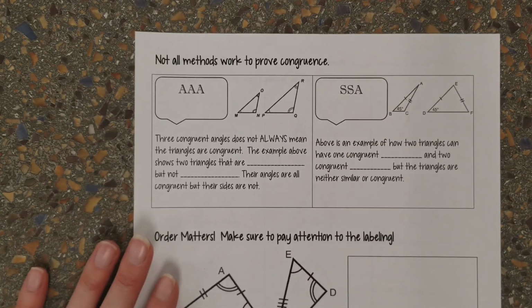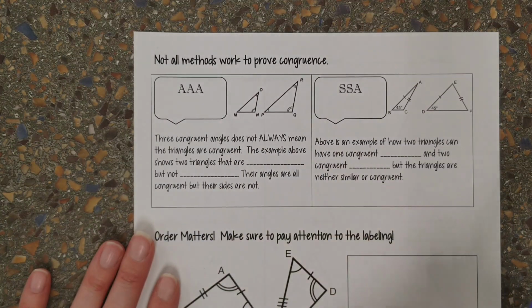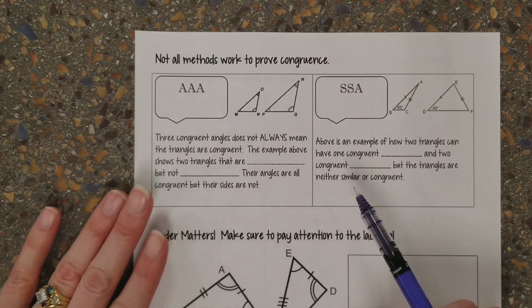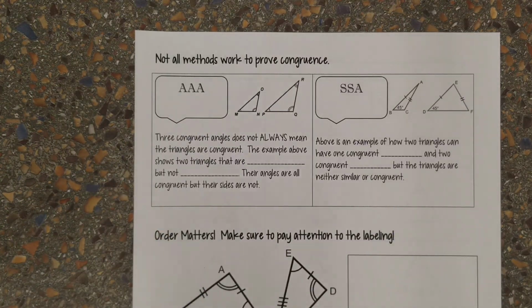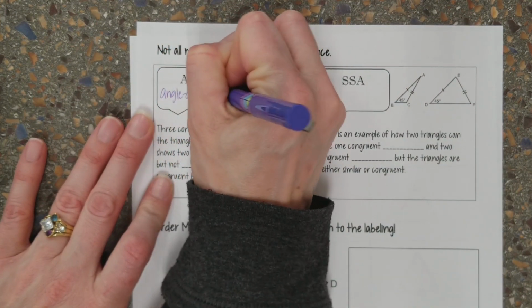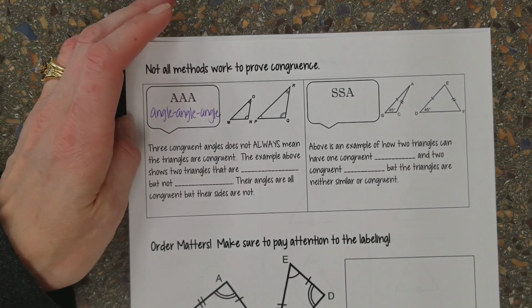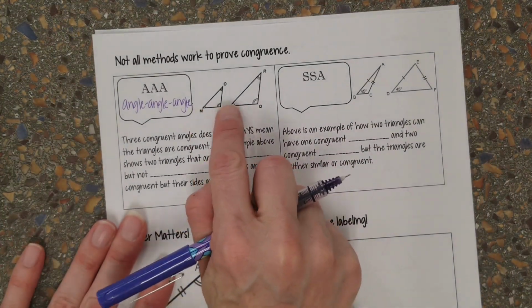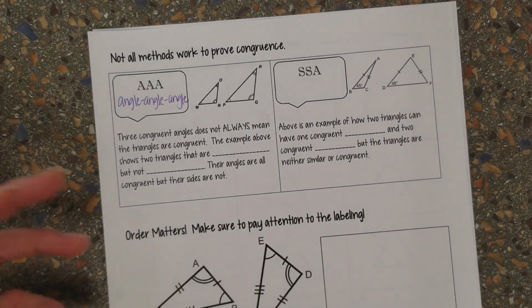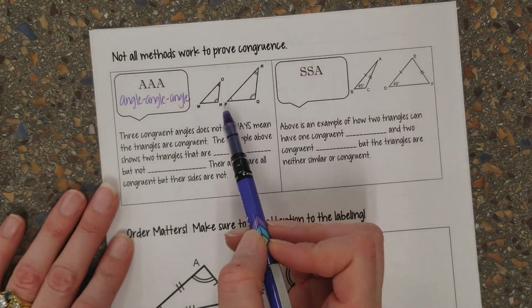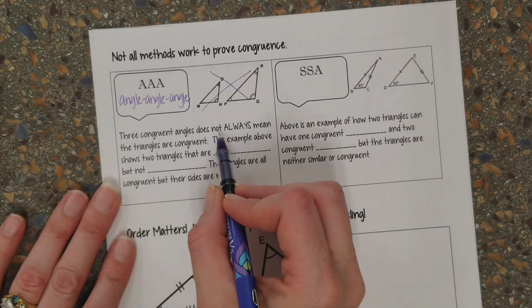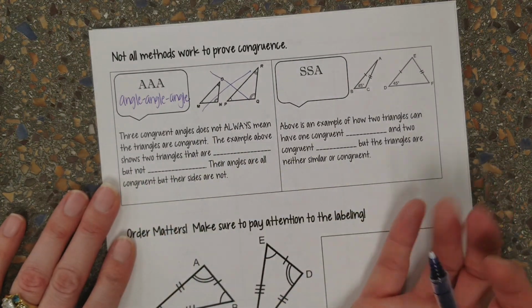All right, some methods. Not all methods work to prove congruence, and we're going to talk about two of them that sometimes will work, but not always, so you can't count on them. The first one is angle, angle, angle, AAA. In this example, these three angles are congruent with each other, but obviously these two triangles are not the same size, which means they are not congruent. This is just an example of how this does not work. Three congruent angles does not always mean the triangles are congruent. Sometimes it does, but not always.